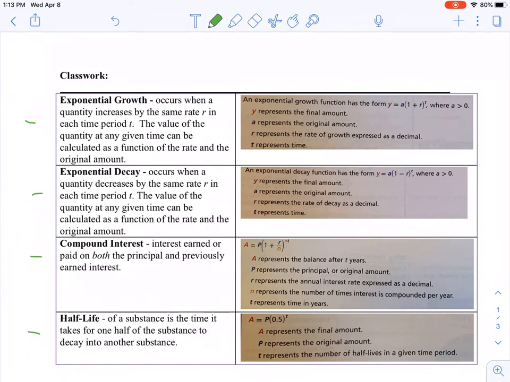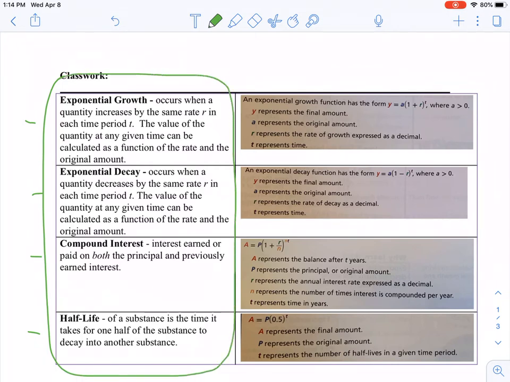Here we have just some definitions along the left-hand side here. So we have exponential growth. That occurs when the quantity increases by the same rate in each period of time. We talked about that in lesson 11-2. We have exponential decay. It occurs when the quantity decreases by the same rate. So the difference between those two are increases for exponential growth and decrease for exponential decay.